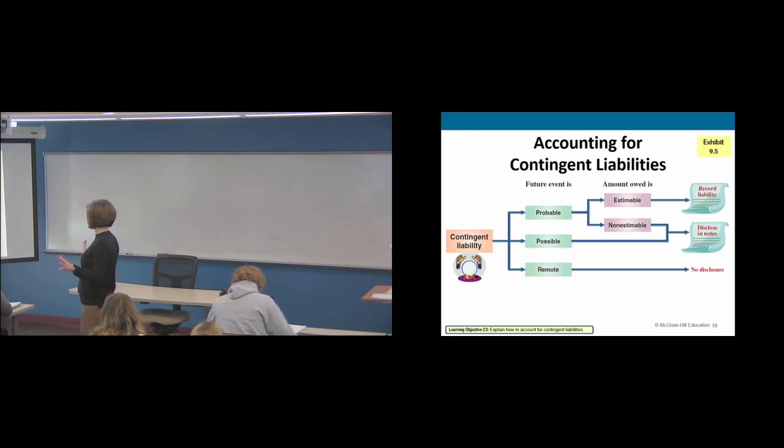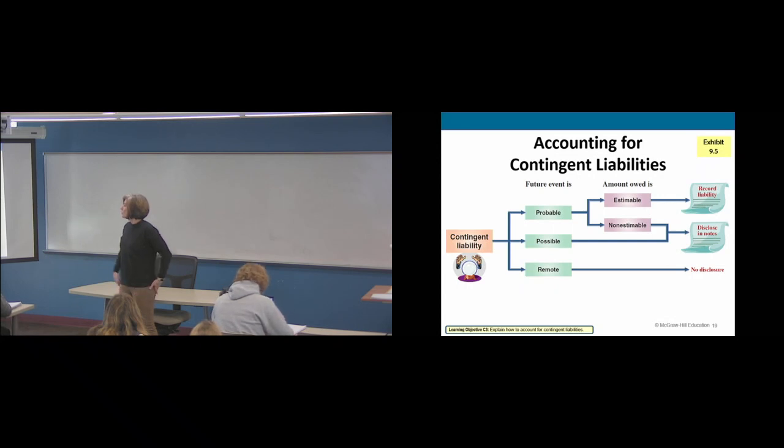These are your choices. The future event is probable. What does probable mean? It's probably going to happen. I mean, are we 100% certain about anything in the future? No. But probable means you're probably looking at some kind of settlement or payout. The second is possible. I kind of look at that as 50-50. It's possible, right? And remote means no chance.